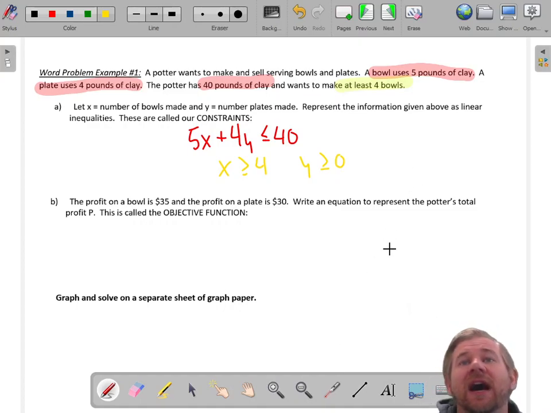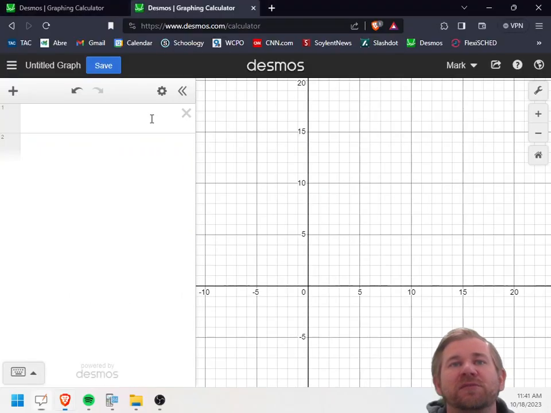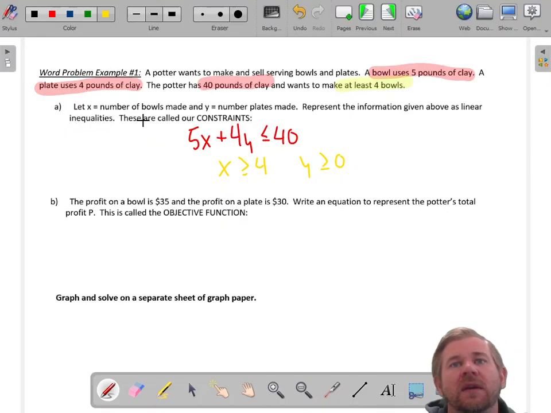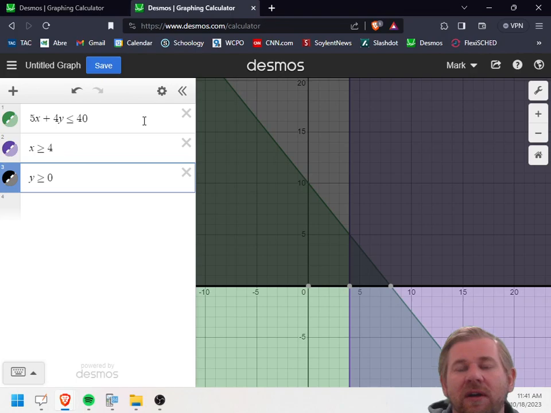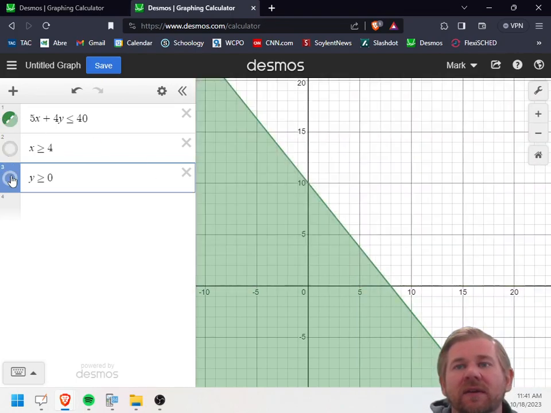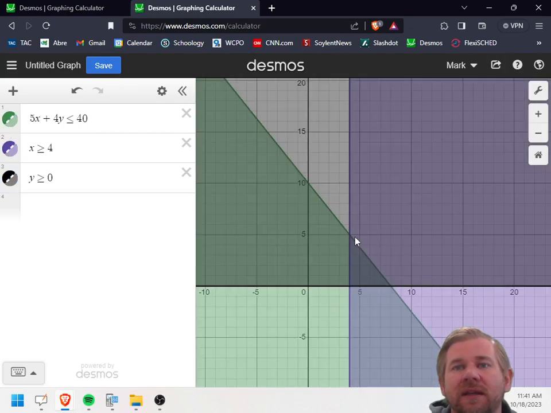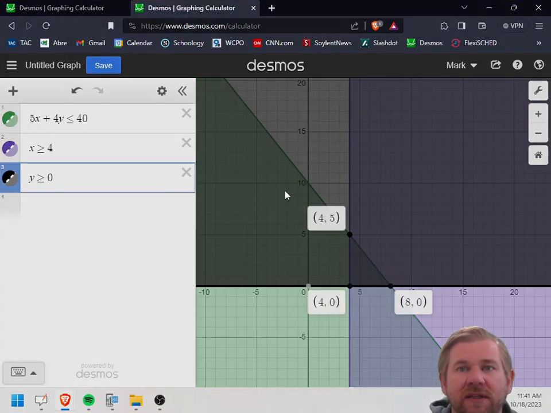So now in Desmos, I've got my constraints. Let's graph the constraints. 5x plus 4y is less than or equal to 40. X is greater than or equal to 4. And then just for good measure, we'll say y is greater than or equal to 0 so we can see the overlap. So the overlap is, let's see, okay, we're above the y-axis, we're to the right of 4, and then it's right here. Okay, so I'll screenshot this so I don't have to keep flipping.